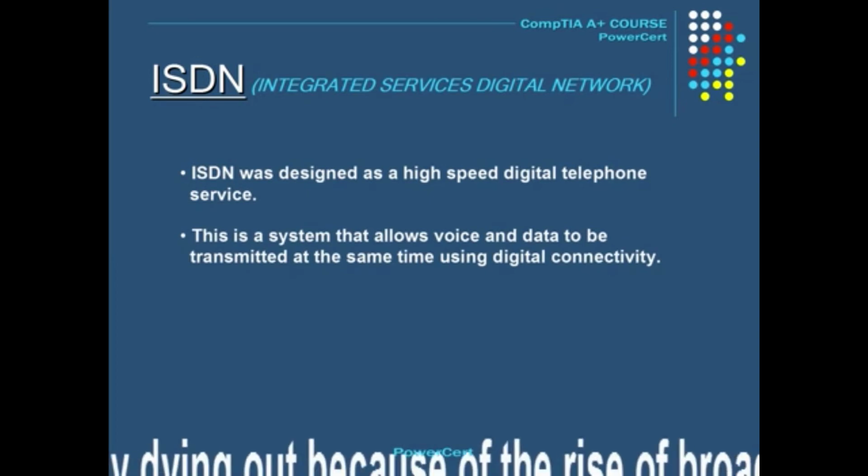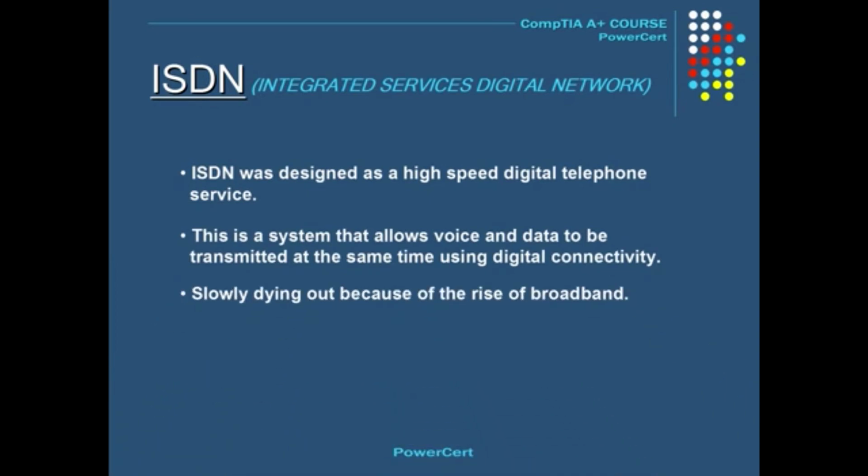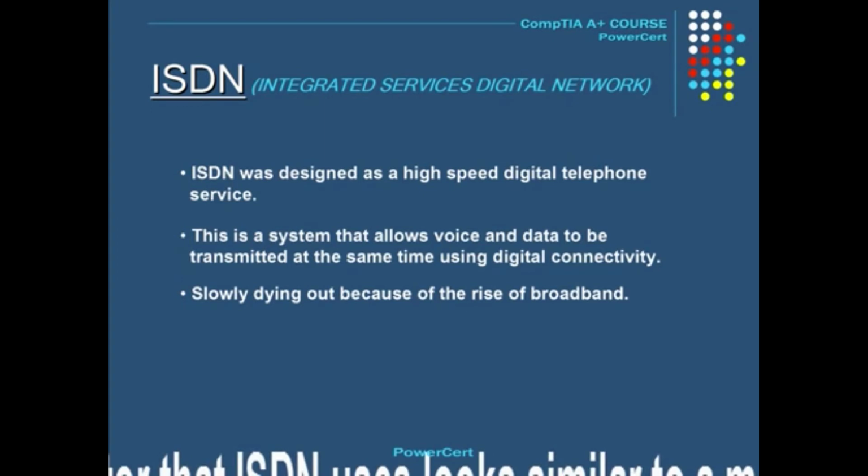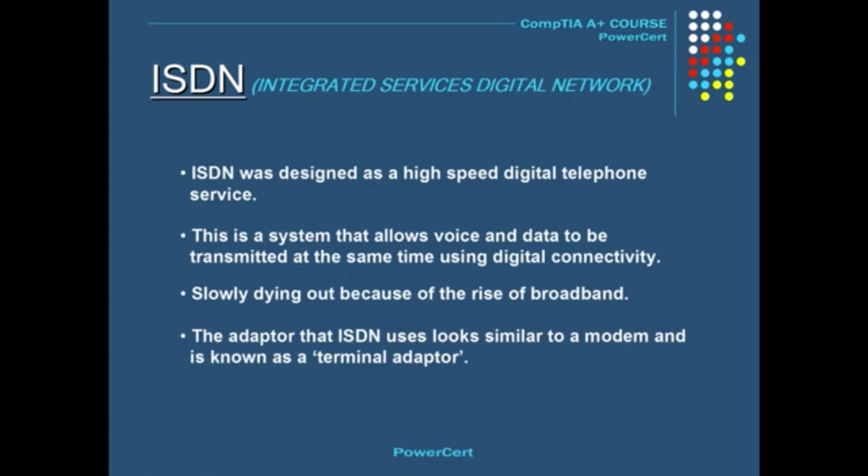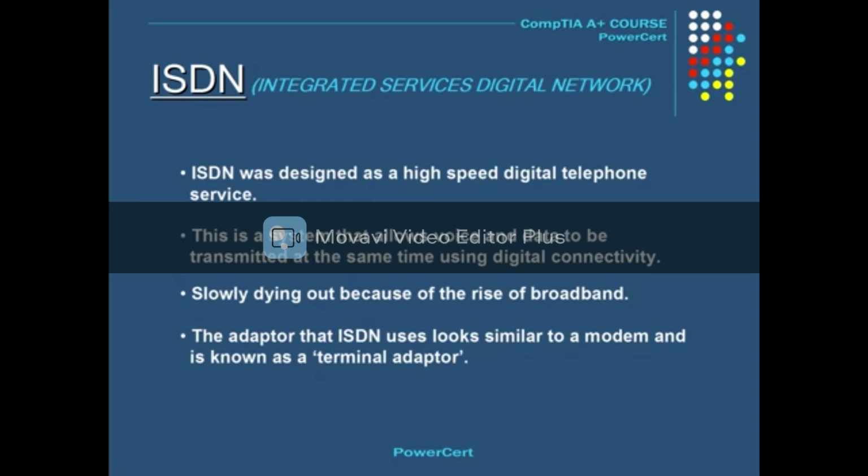This was a significant improvement of speed over the standard modem, because a standard modem sends data at a maximum speed of 56 kbps. But ISDN sends data at 128 kbps. But ISDN never really caught on because of the faster speeds of DSL and cable.